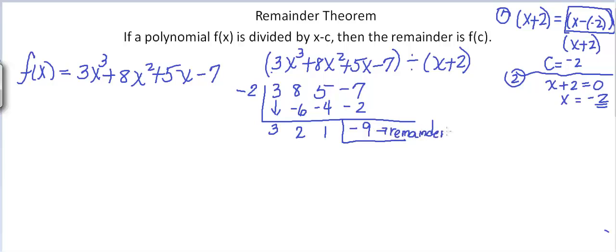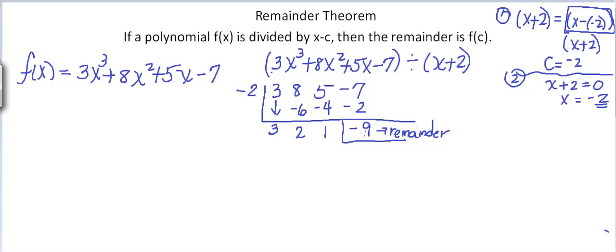Okay, and in this case, I'm not going to bother with these coefficients because I don't want to know what the quotient is. I just want to know what the remainder is. Now let's go back to our theorem. It says that if I divide a polynomial by a linear term, that's what we just did, then the remainder, this remainder here, is f of c.